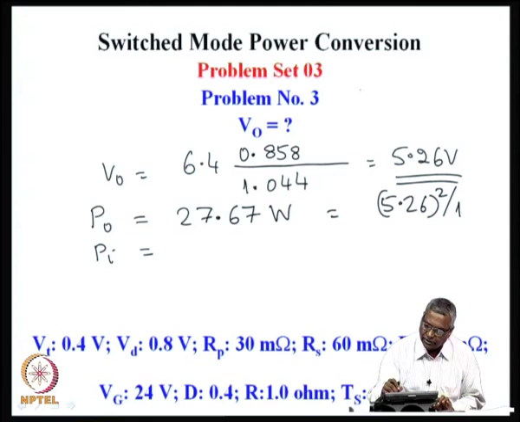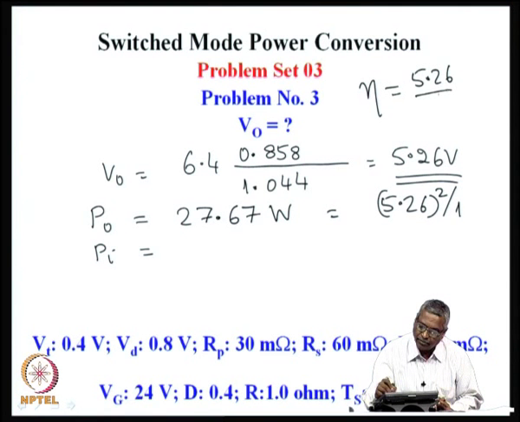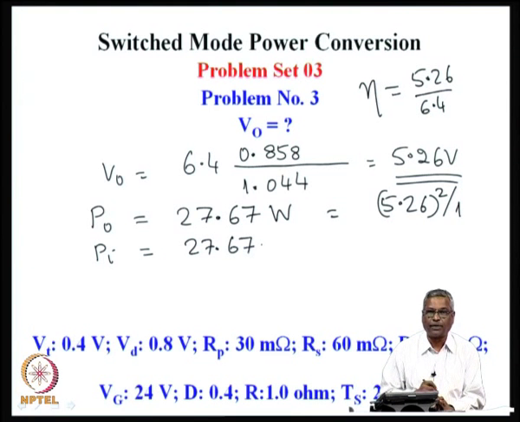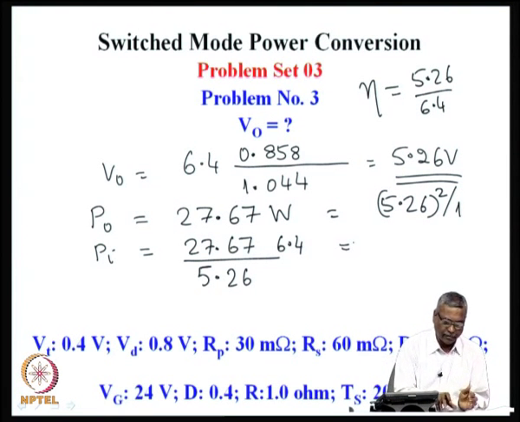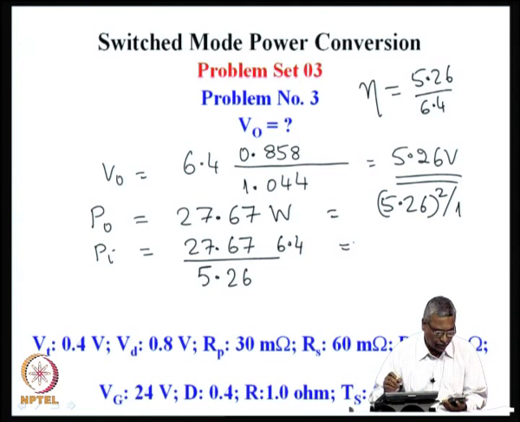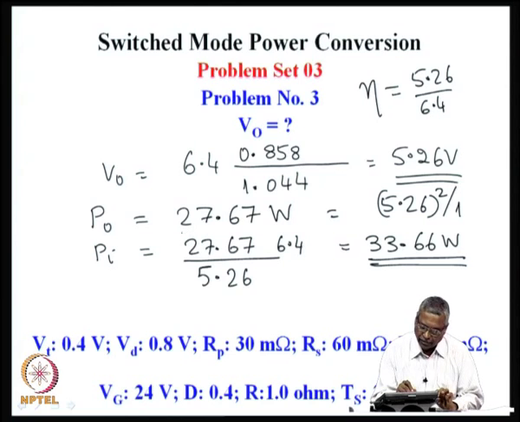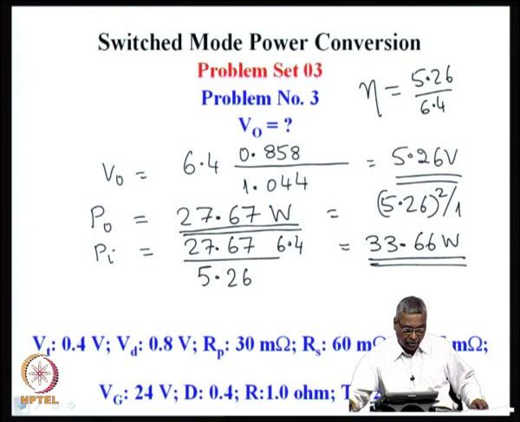And we also know that the efficiency as far as this particular process is concerned is the ratio of 5.26 divided by 6.4. So, the input power is nothing but 27.67, which is the output power, divided by efficiency. If I divide by efficiency, this will be 5.26 and 6.4, and that will be 33.66. So, output power in this situation is 27.67 watts, and input power, taking into account losses, that we have calculated is 33.66 watts. But then there is one particular loss which we have not accounted for.